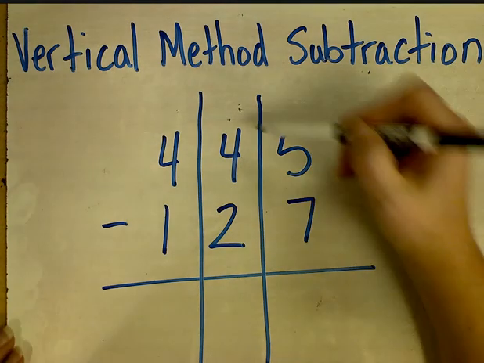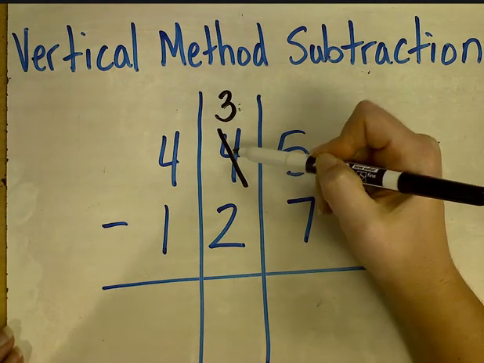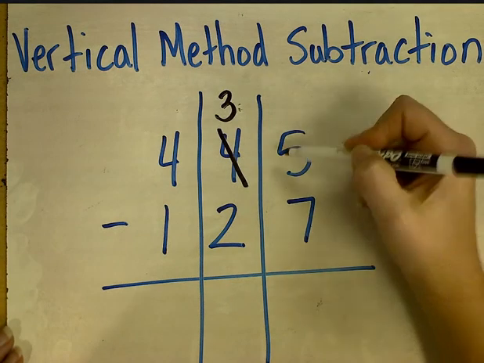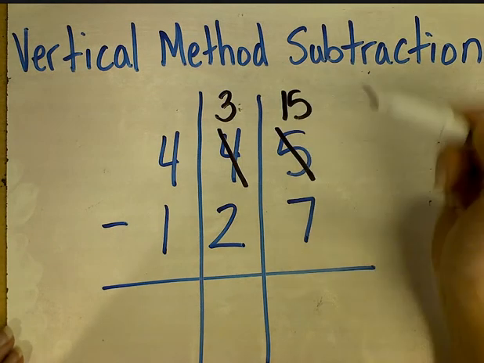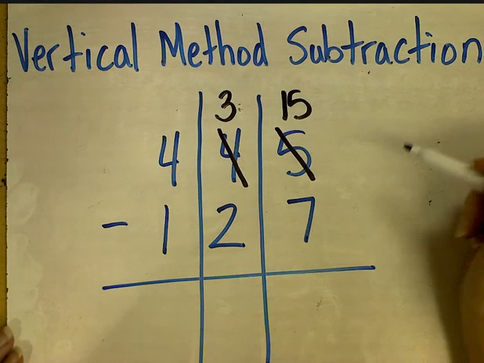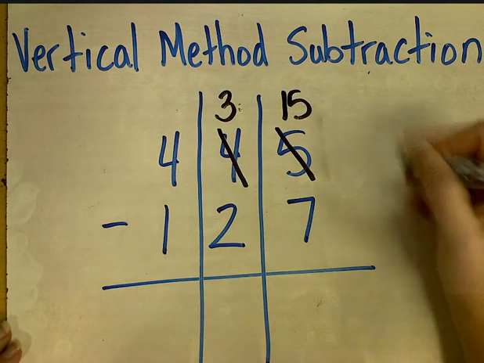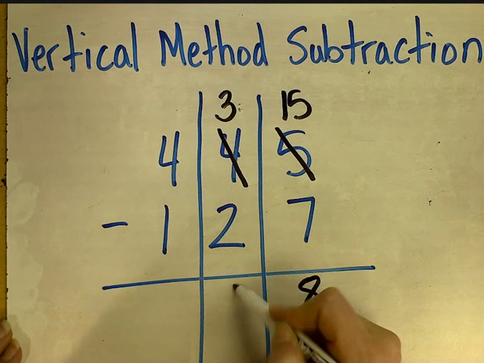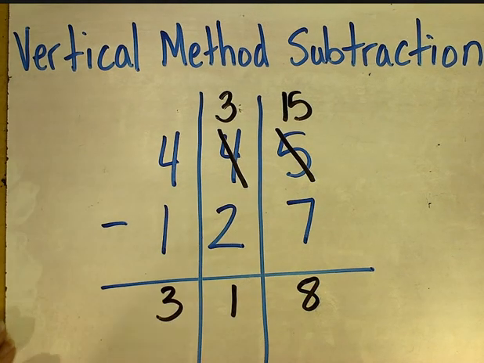So we're going to break this 4 into a 3, and we're going to take that group of 10 from the 4 and add it to our ones column. Some students may cross it off and write their 15. Others may just write their group of 10 in front of the 5. Either way works. Now we're ready to subtract. 15 take away 7 is 8. 3 take away 2 is 1. And 4 take away 1 is 3. So our answer is 318.